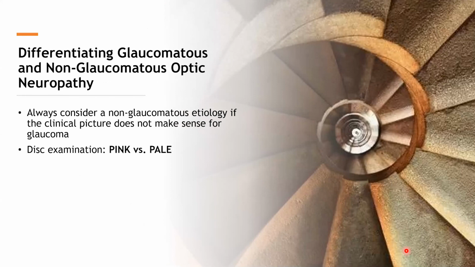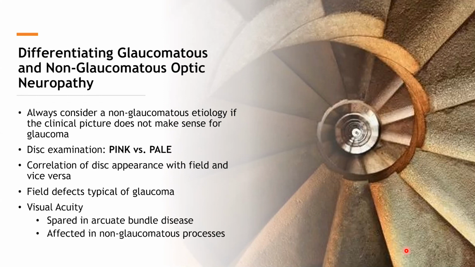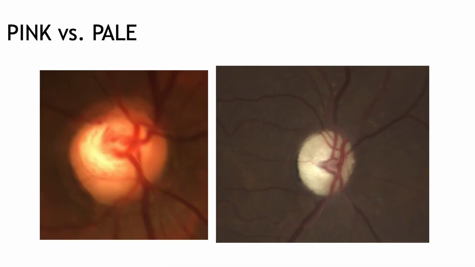Look at the disc carefully. Pink usually signifies glaucoma, certainly in early glaucoma, versus pallor that we see in the early stages of non-glaucomatous optic neuropathies. Make sure the disc correlates with the field and vice versa. Look for field defects typical of glaucoma, which we've described to you already. And typically in glaucoma, we don't see visual acuity changes, at least in the early stages of the disease. And here's a pink optic nerve for glaucoma and a pale one from a patient who has non-arteritic ischemic optic neuropathy.